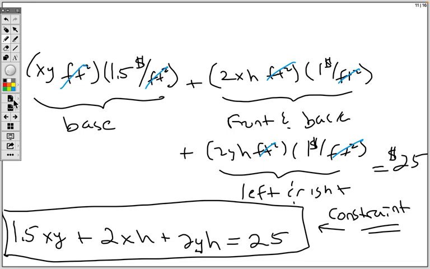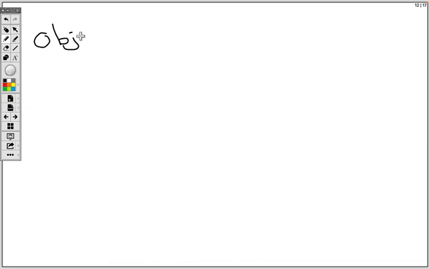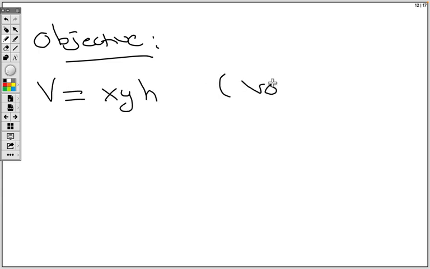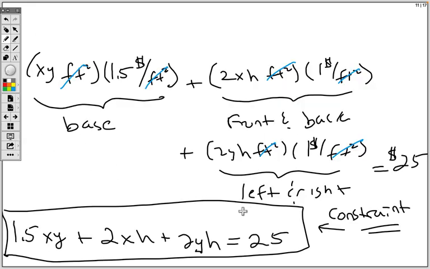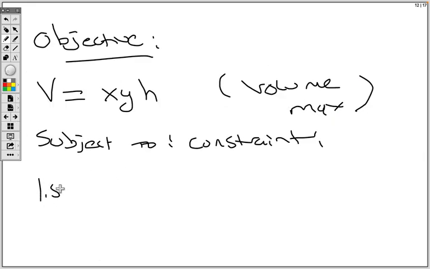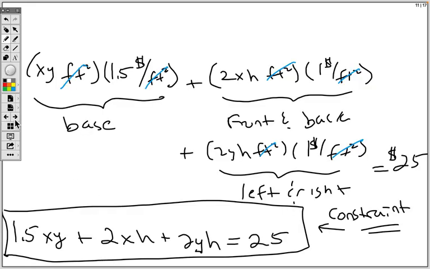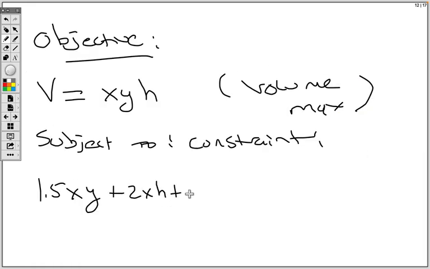So another way to phrase this, and we'll be talking about this more when we get into Lagrange multipliers, the objective function, remember, that's the function we're trying to maximize or minimize. That's our volume that we're trying to maximize, subject to a constraint, and the constraint is 1.5xy plus 2xh plus 2yh equals 25.